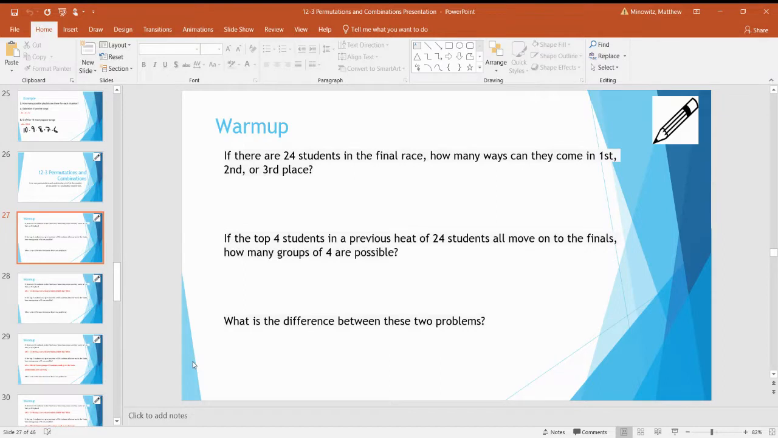Remember, when you're ready to pause the video, you pause it, you try out the problem, you check, did you get it right? Do you know what you did wrong if you make a mistake? And we keep learning. So if there are 24 students in the final race, how many ways can they come in first, second, or third place?